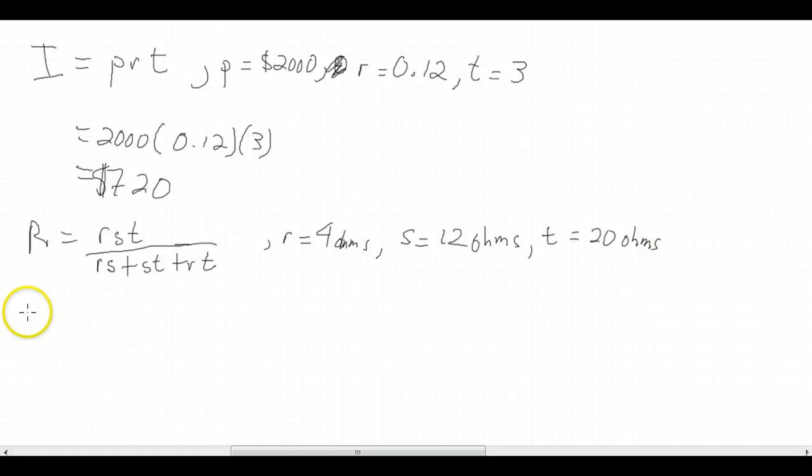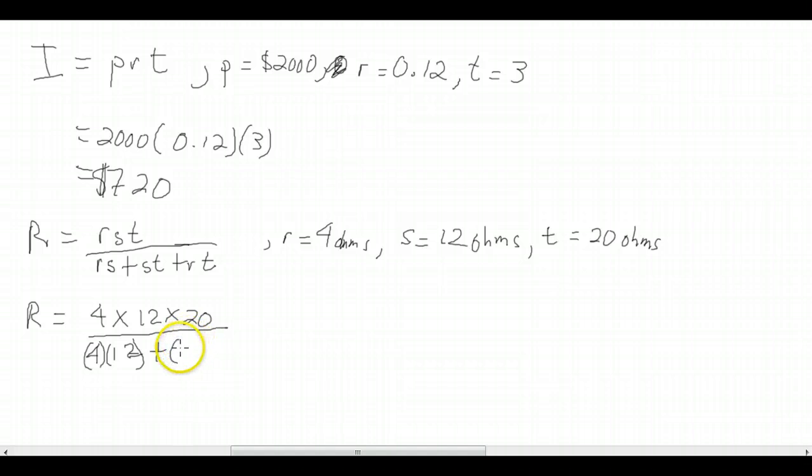So it's actually very simple in this case, right? We're not trying to solve for anything else. We're simply going to substitute in. So we have 4 times 12 times 20 divided by our S, which is 4 times 12, plus ST. And again, we're just substituting into the formula, 12 times 20, plus RT, 4 times 20. And if I'm doing that, I'm going to extend this out.